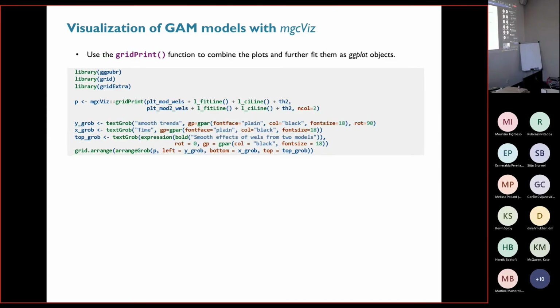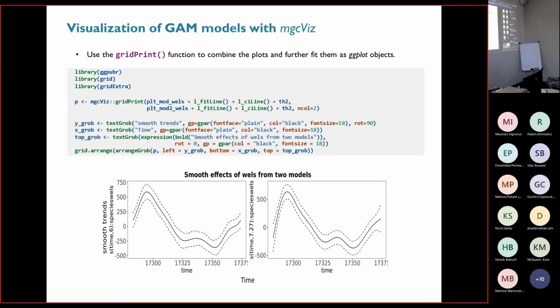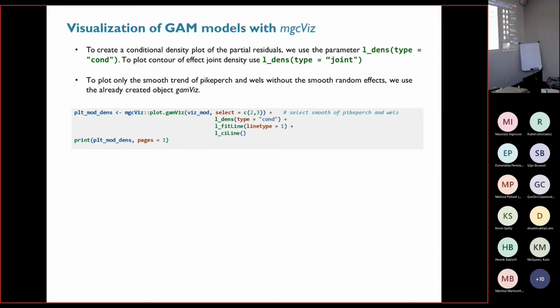And then we can use the grid arrange function just to combine the plots. So in this case, for example, you can see that we combine both model objects from model 1 and model 2 with different ggplot terms. And we can further extend, adding customization with the arrange grob function. So with grid and gridExtra, we can load these libraries and use them with the mgcv objects. So you see that there are options for customization with ggplot using this library.